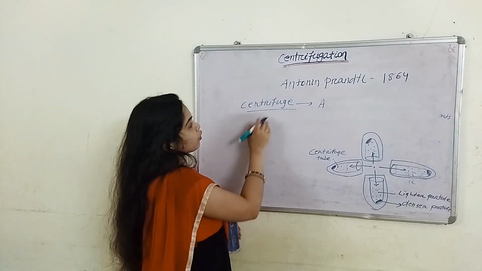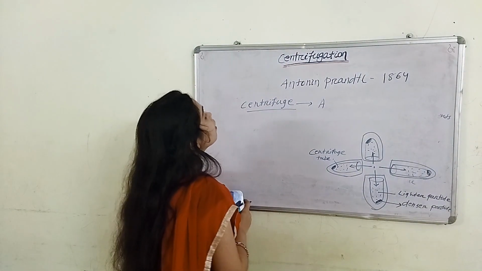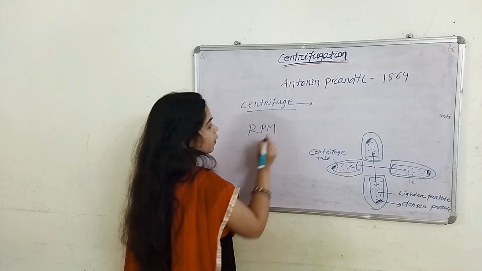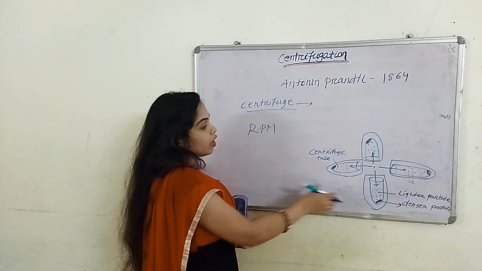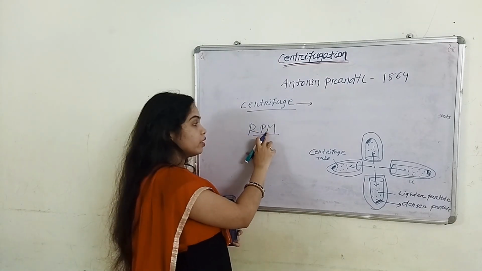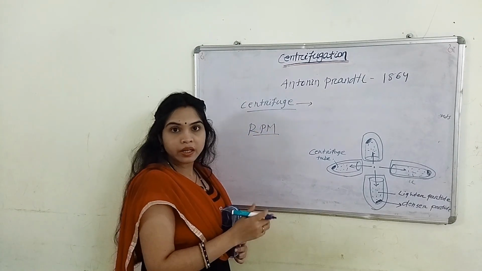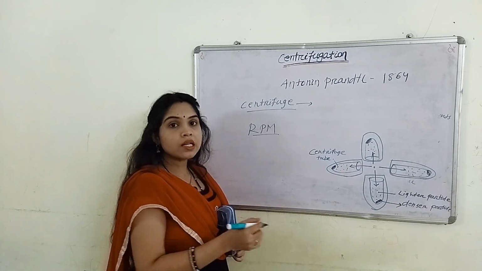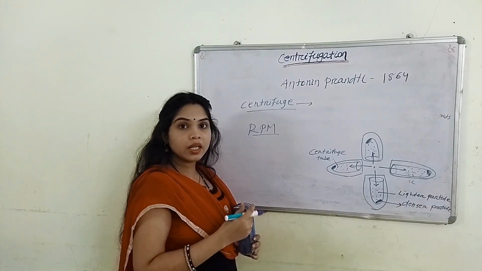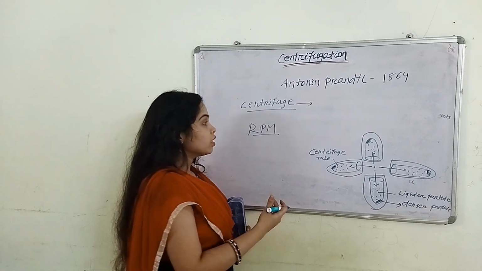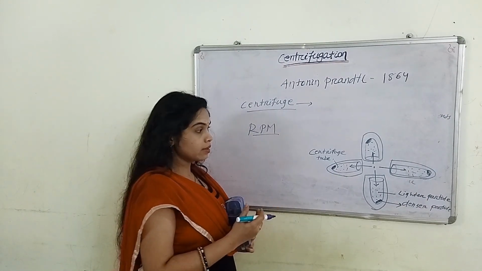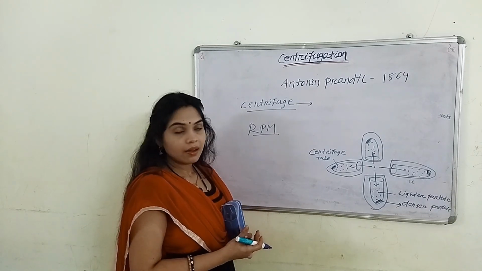So in this centrifugation process, one term will arise: RPM. What is RPM? At a particular RPM we are rotating our rotor. RPM means rotations per minute. Within a minute, how many times is the rotor rotating? If the rotor is rotating at a high speed, the settling down of the particles is very fast.